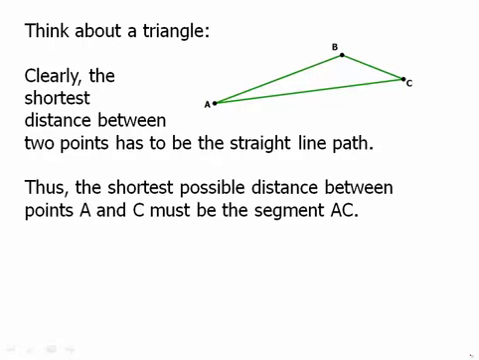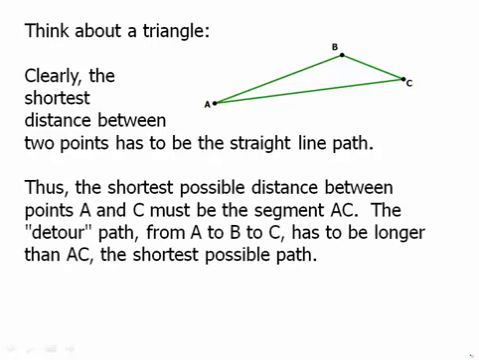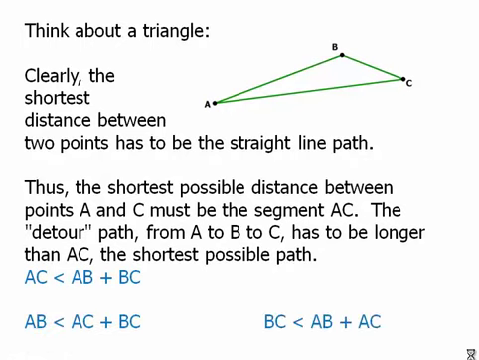Well, that means the shortest possible distance between point A and point C must be the segment AC, because AC is a straight path between A and C. The detour path from A to B to C has to be longer than AC, because AC, by definition, is the shortest possible path. Therefore, it must be true that that detour path, AB plus BC, has to be longer than AC. And we can say the same analogous thing for the other pairs of sides, that AC plus BC has to be bigger than AB by itself, and AB plus AC has to be bigger than BC by itself.